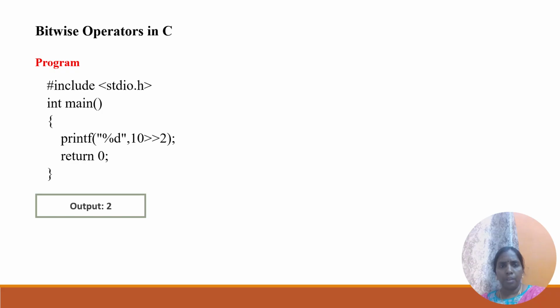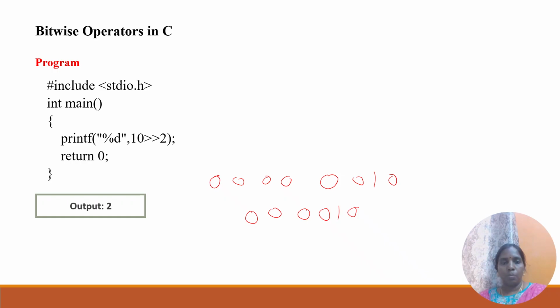So for example, 0 0 0 0 1 0. When you shift these two bits, right shifted by 2 again, the output becomes 2, and the most significant bits will be replaced by 0. So this value is 2.